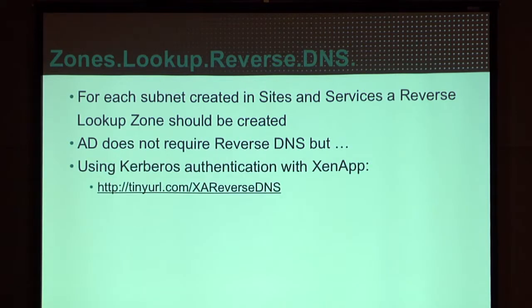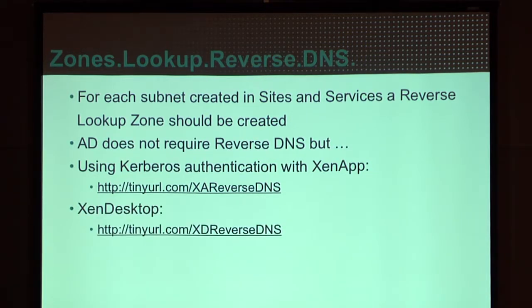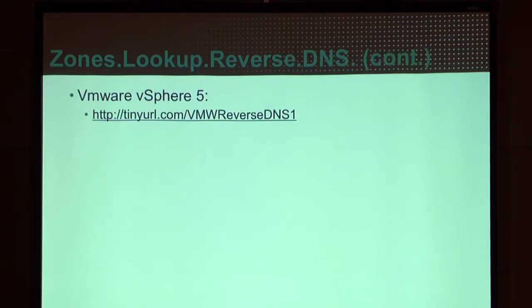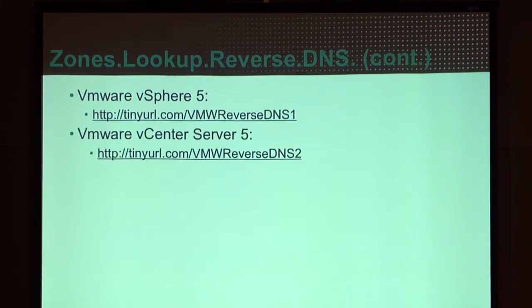But if you're going to use Kerberos with XenApp, you must have reverse DNS. If you want a successful XenDesktop deployment, you will use reverse DNS. The first name resolution that Web Interface does is reverse DNS. And according to the vSphere 5 installation guide, you better have reverse DNS up and going. For the vCenter Server 5, you better have reverse DNS.